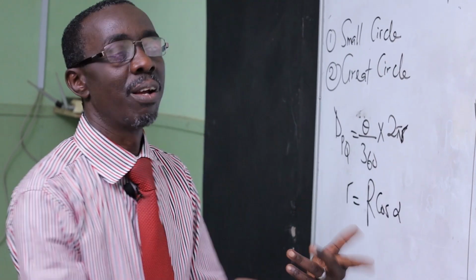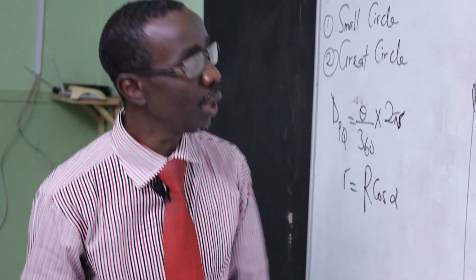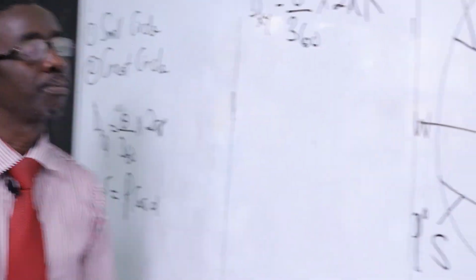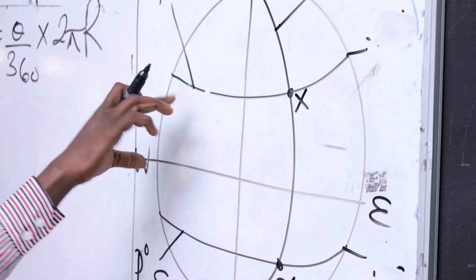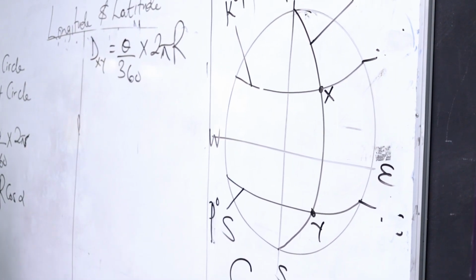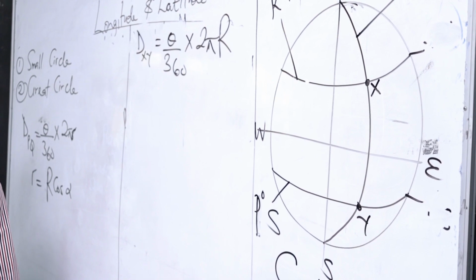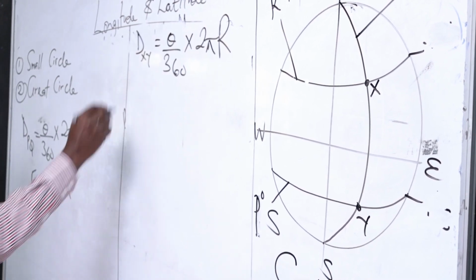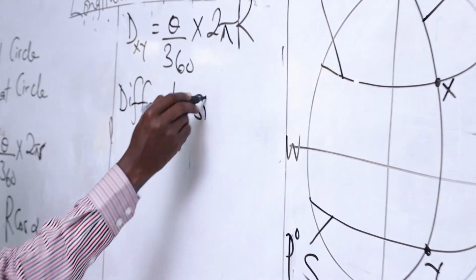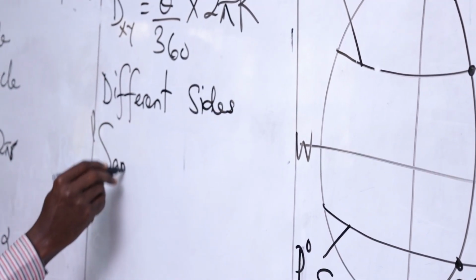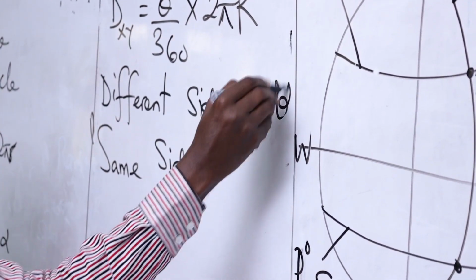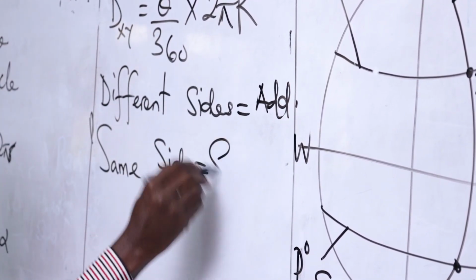But we need to identify these conditions and remind ourselves quickly, using this diagram as a case study. If you look at these two latitudes, are they on the same side or on different sides? They are on different sides. So the first condition is that you can have them on different sides. The second condition is that it is possible to have them on the same side. When they are on different sides, you add together. When they are on the same side, you subtract.